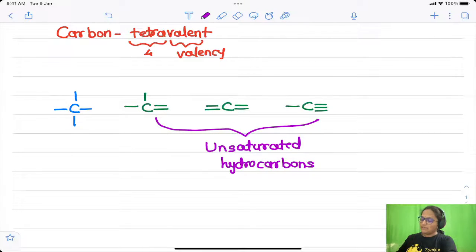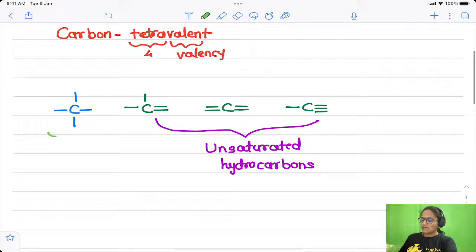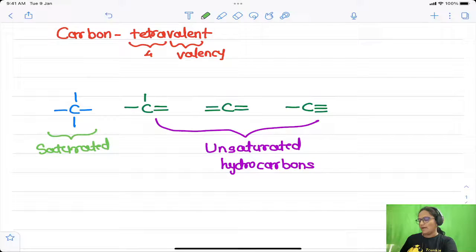But for this structure, the valencies can be satisfied by the hydrogen atoms surrounding the carbon atom. All of them can be hydrogen atoms, or even if it is a carbon atom, that can also be attached by a single bond. If all single bonds are present surrounding a carbon atom, then that is called a saturated hydrocarbon.